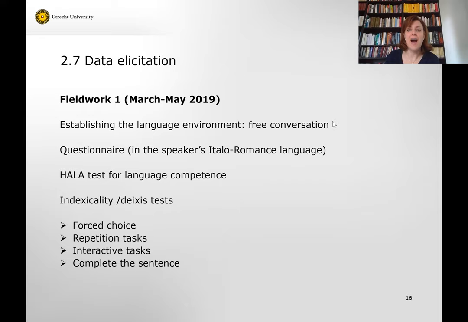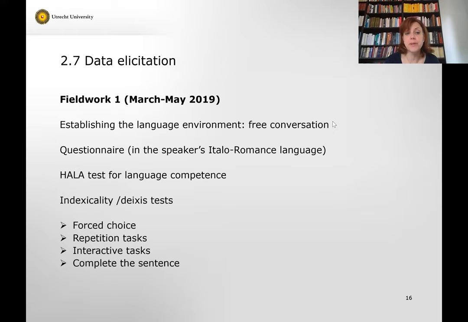We have articles on this if you're interested, and they're also in the references, how to elicit data from elderly people who speak a language you don't speak and that was spoken 60 years ago in Italy and was spoken for 60 years in contact with Brazilian Portuguese. That's not obvious. It is not your usual dialect fieldwork, let's say. Then we also checked for their knowledge when we could, for their level of competence, thanks to the HALA tests that were given to us from the Hawaii language group.